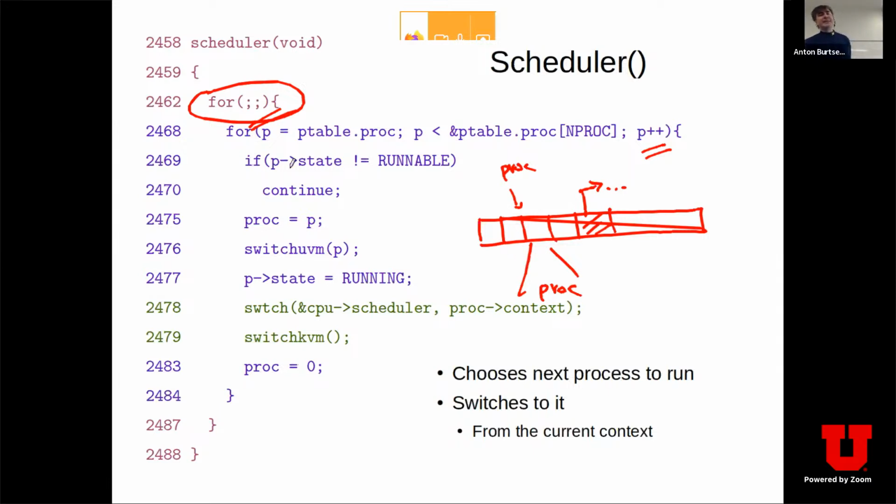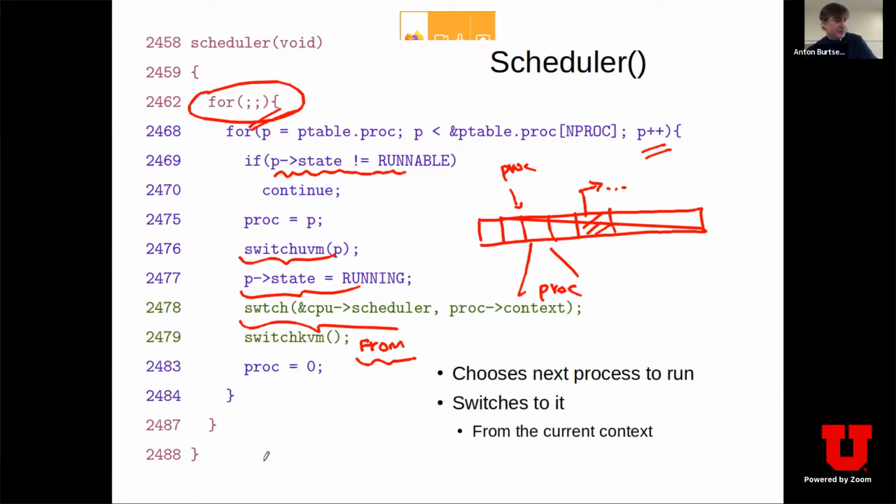So in the simplest case, the scheduler just skips over all the processes which are not runnable. But if the process is runnable, meaning it's ready to run, right? It will essentially switch the virtual address space, change the state of the process to running, and invoke the switch function. But this time, instead of saying, okay, I'm switching from my own context, this time it's the context of the scheduler, right?